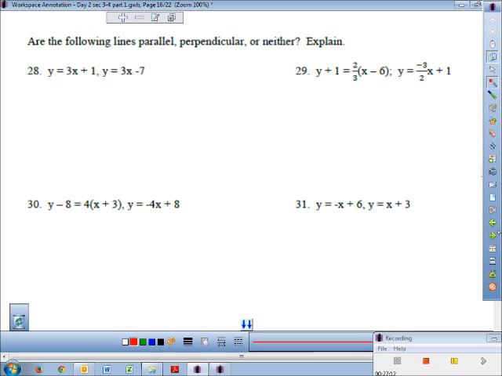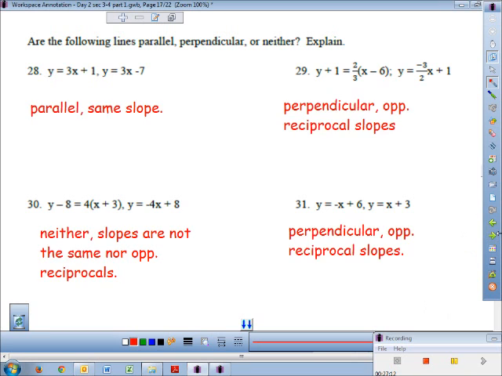perpendicular, or neither? Explain. I'll let you do all 4 problems on your own. Why don't you pause the video and check them out, right? Are the lines parallel, perpendicular, or neither? And make sure you explain. Hopefully you answered them like this. On 28, those are parallel because they had the same slope. On 29, those were perpendicular because their slopes are opposite reciprocals.